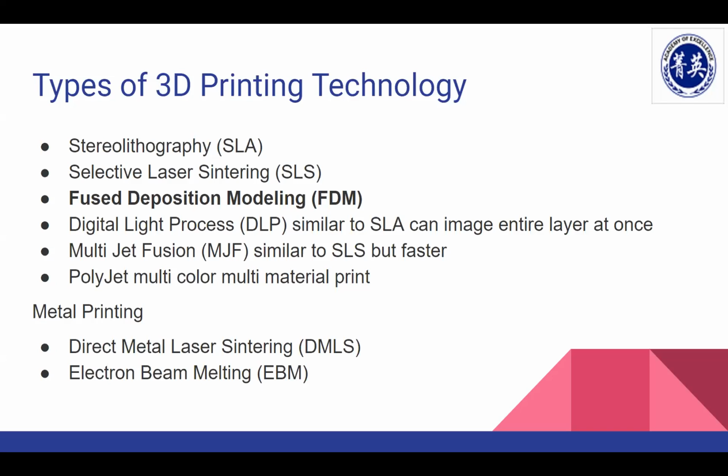And MJF is similar to SLS. It's powder, but it's faster. Polyjet is a multicolor material, and just in more recent years, you can actually print metal material, okay? So there are a couple of different types.